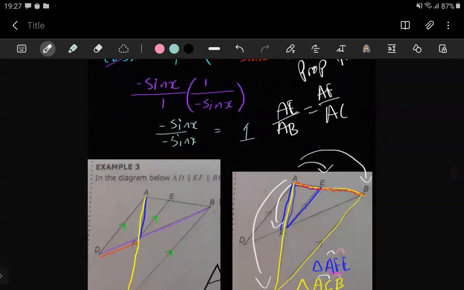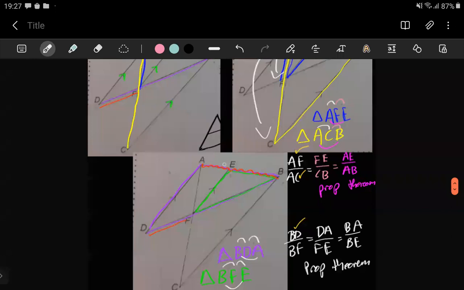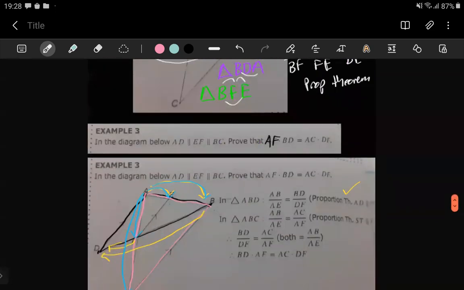Proportionality theorem. So that's for this yellow and blue triangle. For the purple and green, it looks as though we may also need to accommodate AE and AB. So for the yellow and green triangle, if you say AE over AB, this is equal to DF over DB. Let me check if this is what they also have here.